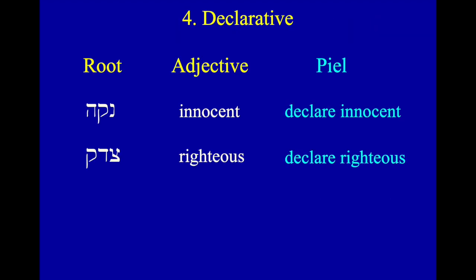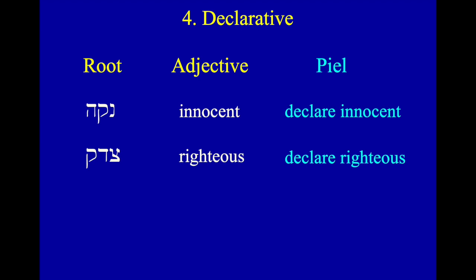A last potential meaning for this: declarative. This is pretty much factative. It is pretty much the same thing, but just to say, some grammars will pull this out very distinctively. Like the verb nakah means, like an innocent person, an innocent man, let's say, would be ish nakah, right? An innocent man.